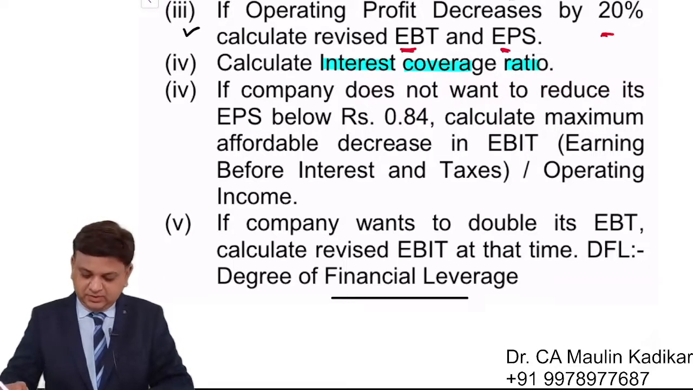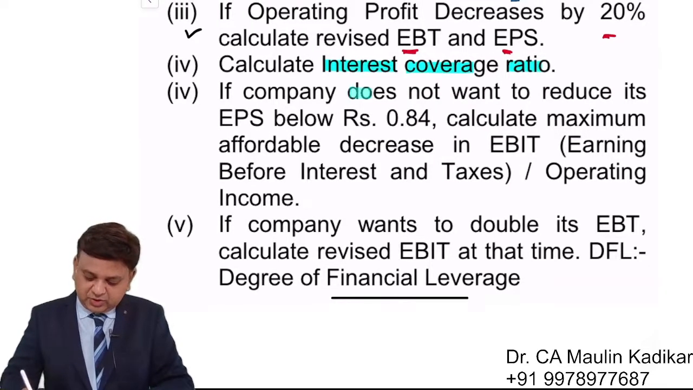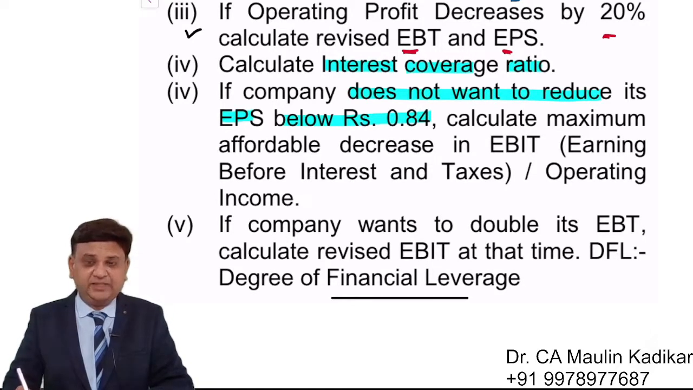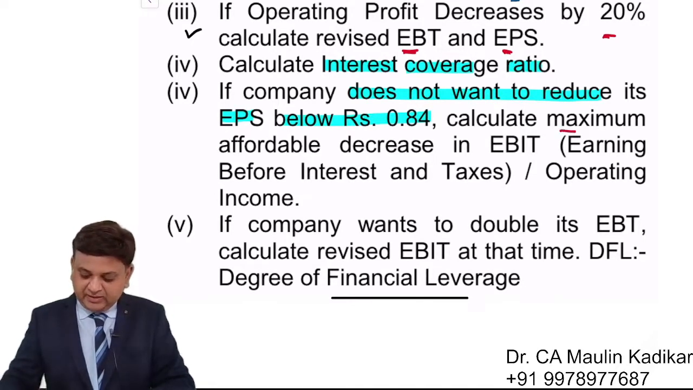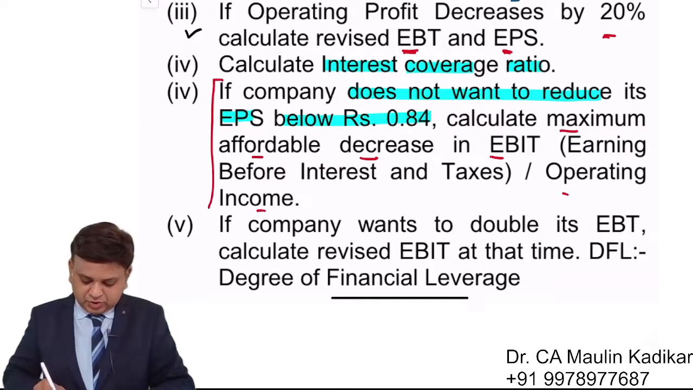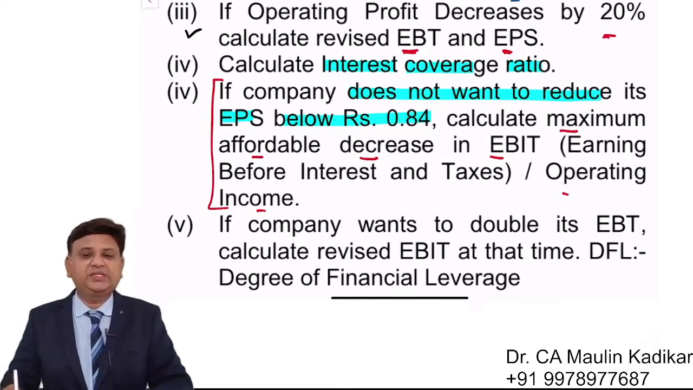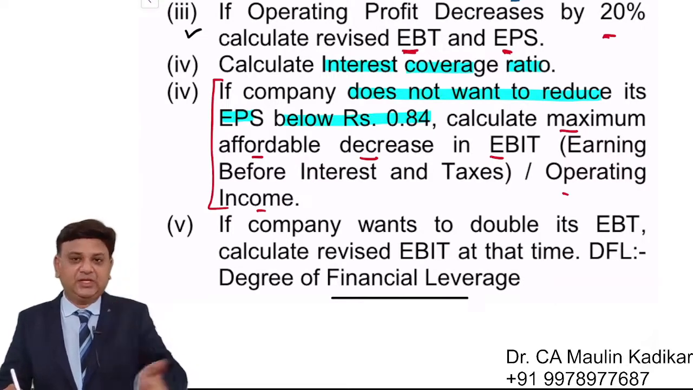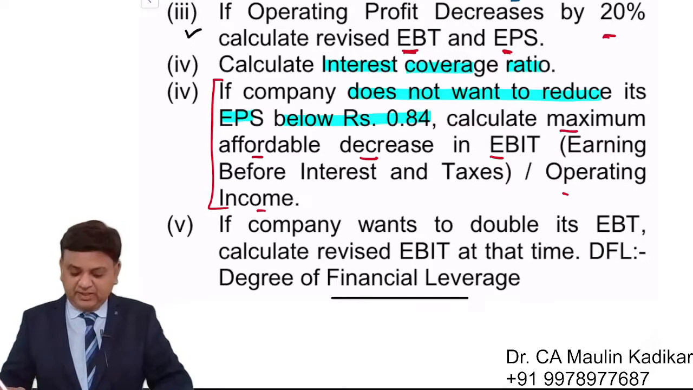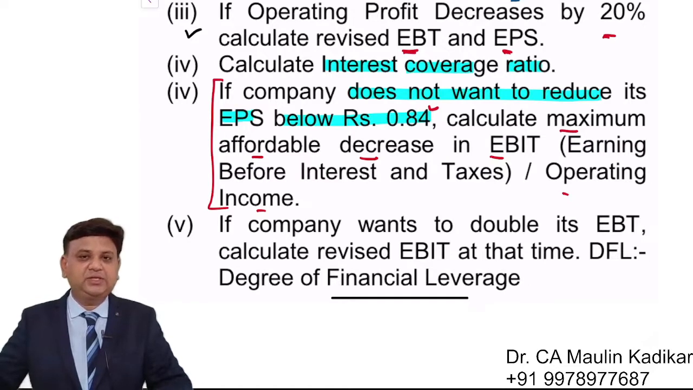Fourth question. If the company does not want to reduce its EPS below 84 paise, calculate the maximum affordable decrease in the EBIT, that is, the operating income. So the question says, what is the maximum affordable reduction in the EBIT if the company does not want its EPS to fall below 84 paise. Write down the answer for this question in the chat box.